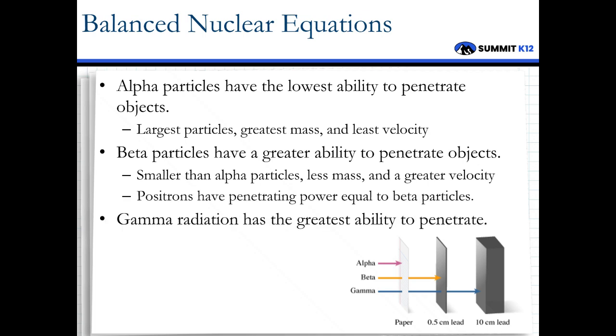And then gamma radiation has the greatest ability to penetrate an object, and that's because it is the smallest. It is composed of light energy called photons, and it therefore has no mass, so it can go the farthest and the fastest. This is like throwing a marble through chicken wire. It's typically stopped by a 10 centimeter lead vest.